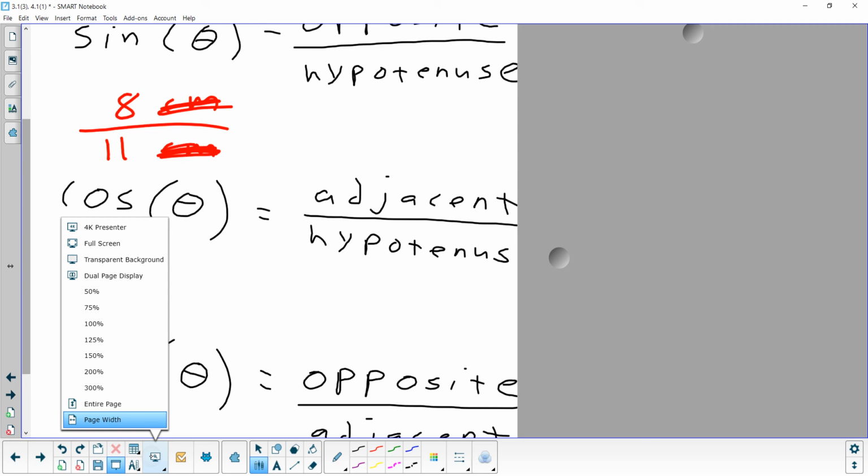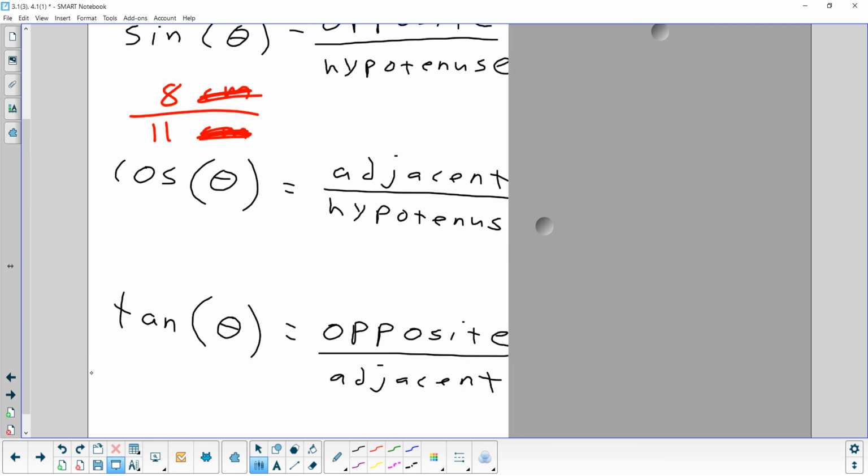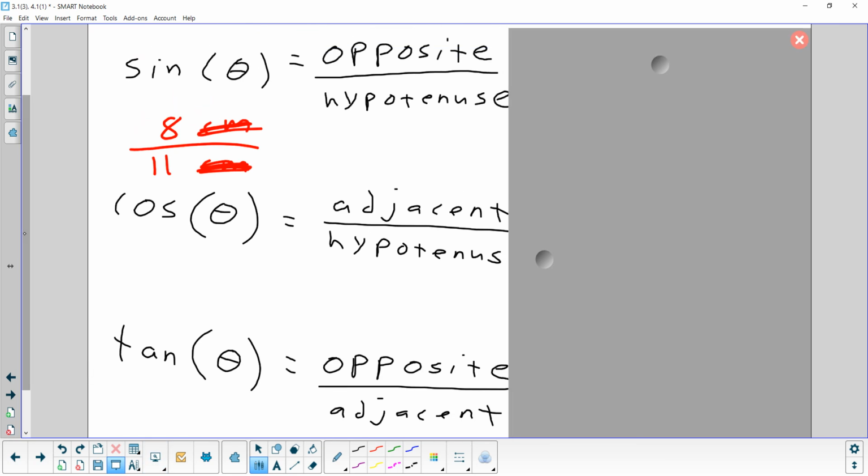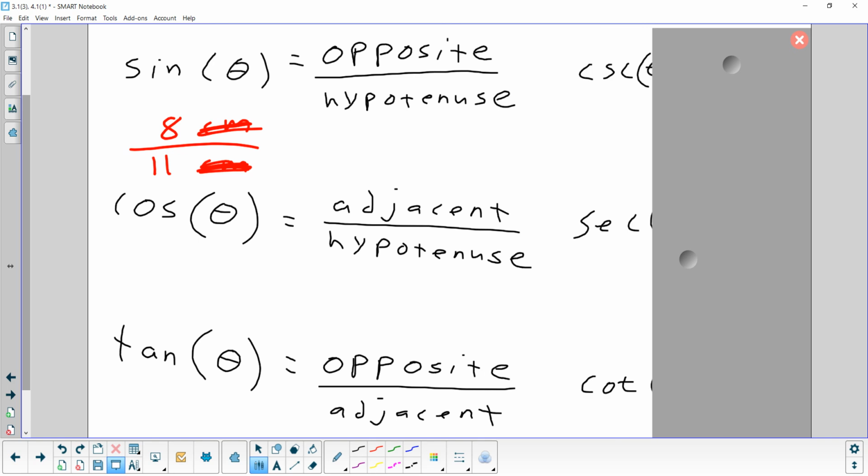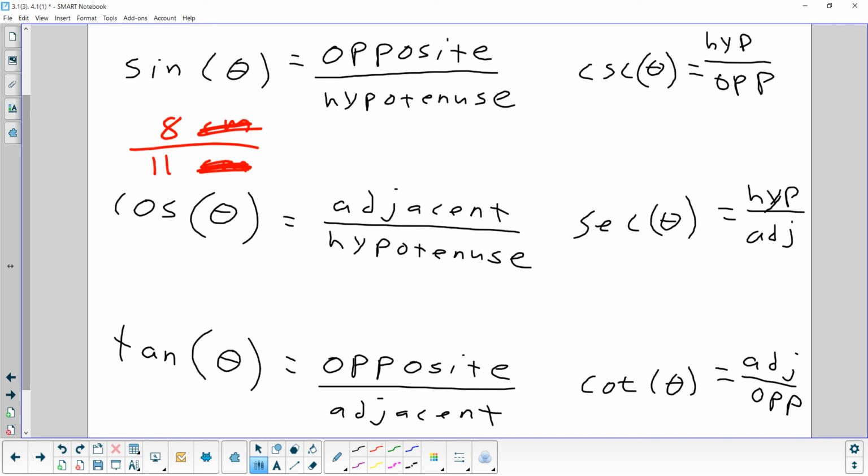All right, now, what did we do once we had the 3 on the left to get the 3 on the right? Yep, we flip them, and that's exactly the same thing this week. So your cosecant is hypotenuse over opposite. Your secant is hypotenuse over adjacent. And your cotangent is adjacent over opposite.